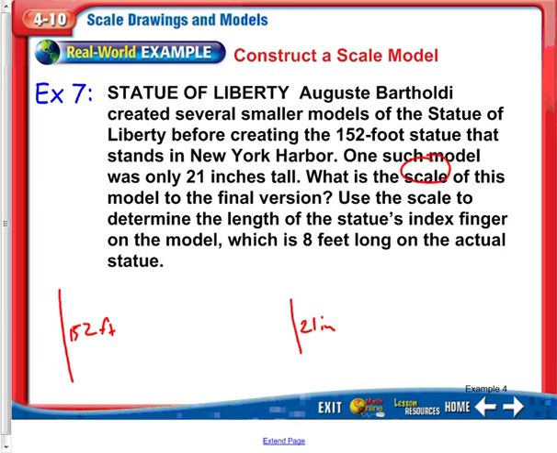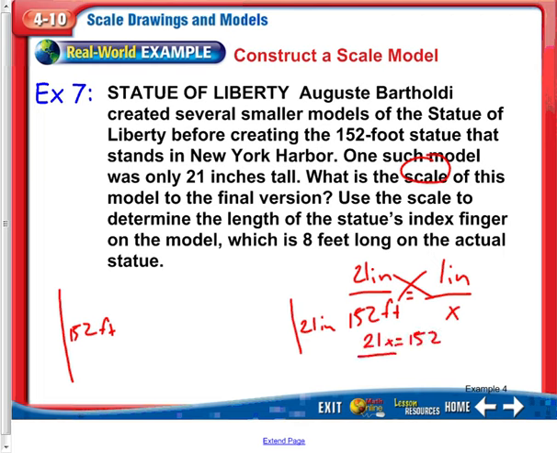So it just says scale. It does not say scale factor. So we want to find not 21 inches, but we want to find 1 inch. So right now it's 21 inches over 152 feet. And we want to know what is 1 inch going to be equal to in the same situation. So we need to go ahead and cross multiply. So we're going to get 21x equals 152. Divide both by 21.